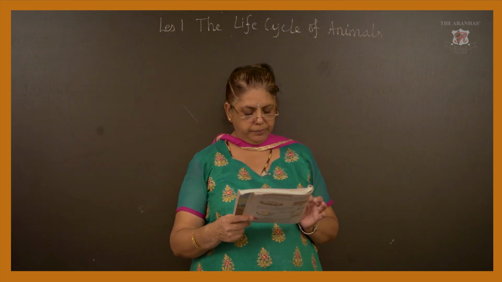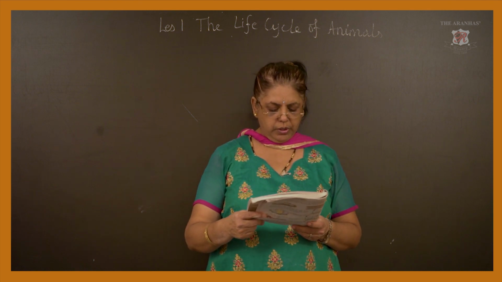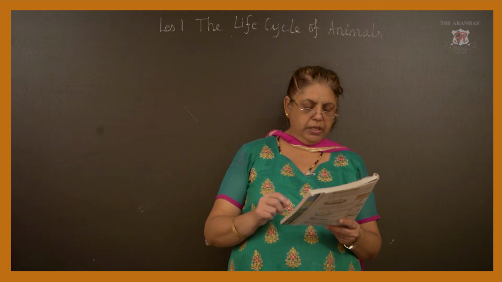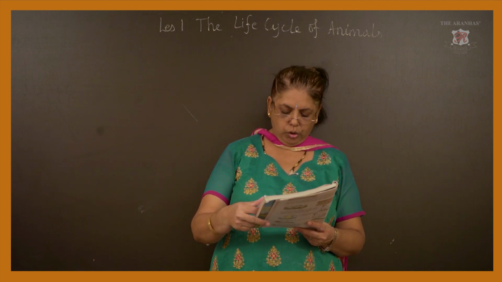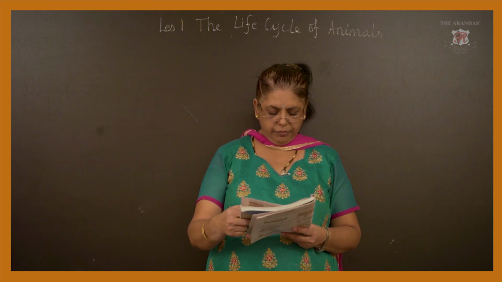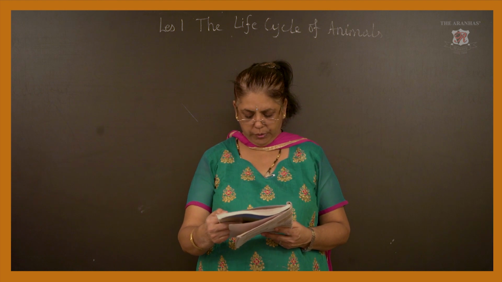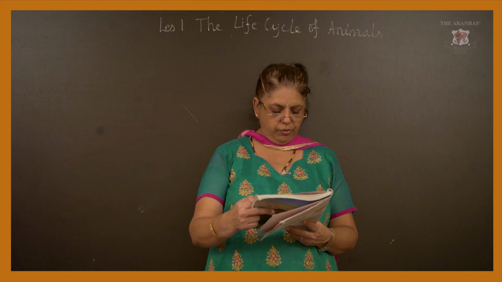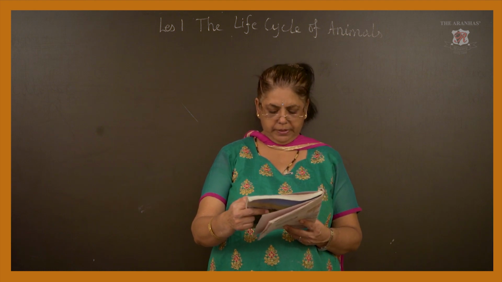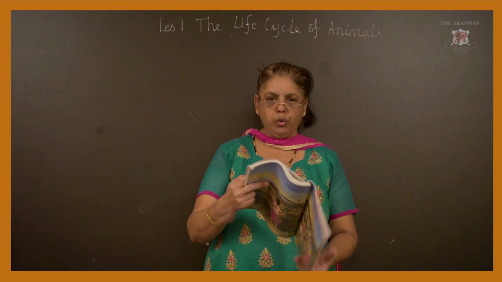Molt, a new term, means to shed old skin to make way for new growth. We have to learn this word and the definition, the meaning of the word. The caterpillar of the plain tiger butterfly grows so rapidly in the first 2 or 3 days that it does not fit in its skin anymore. But under the old skin, a new loose skin is formed on the growing caterpillar. Then the caterpillar sheds the old skin, that is, it molts.